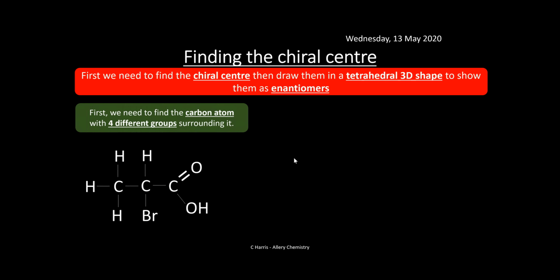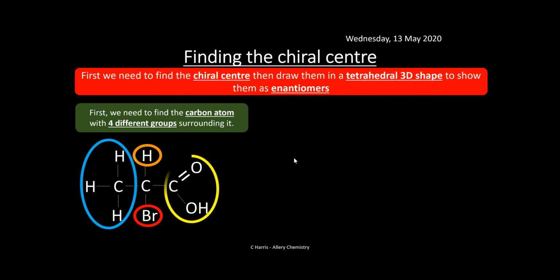So first of all, we need to find a carbon with 4 different groups coming from it. So let's have a look. There's one group, that's the one on the end there. We've got a Br here. We have a hydrogen up at the top there. And we have our carboxyl group at the top there. So that means our chiral center is that carbon in the middle. That's the one with 4 different groups around it. You can see where I've color coded it.